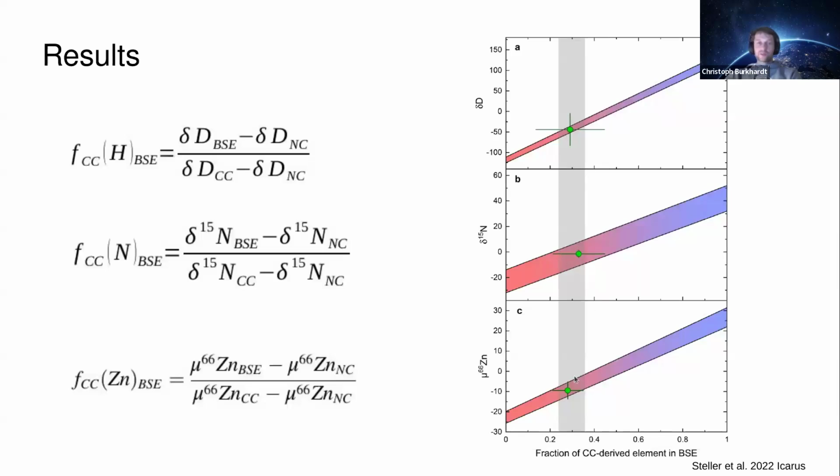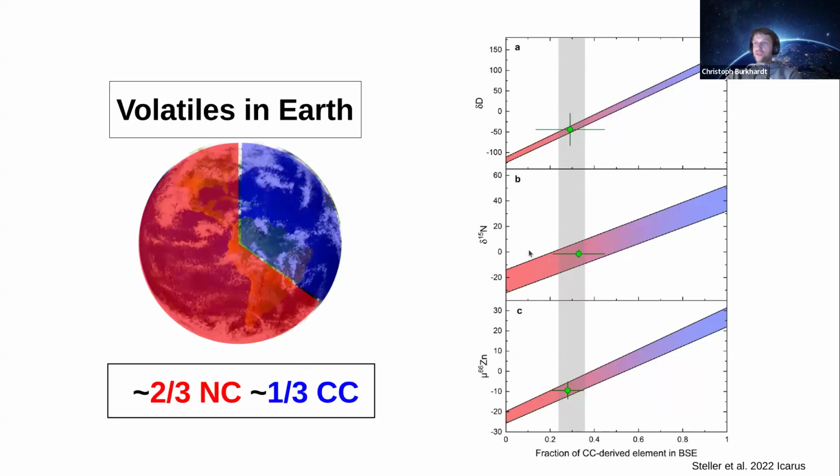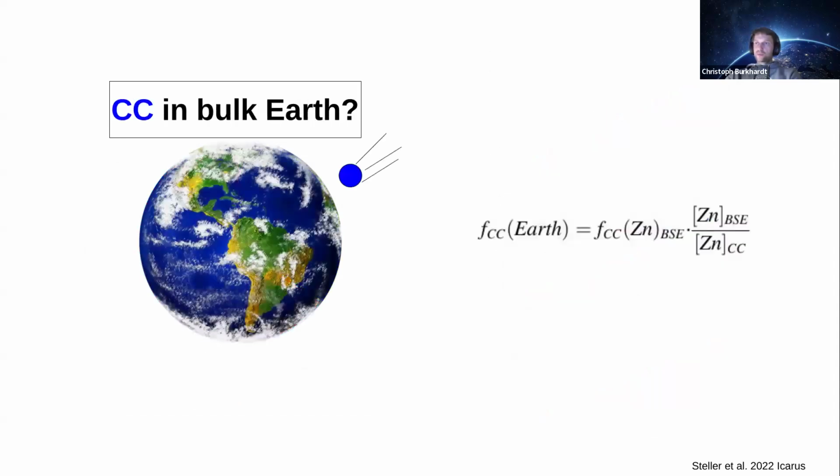Error bars are large, and this could be a coincidence, but nevertheless, if it's true and zinc, already being on the volatile plateau, can be taken as a proxy also for more volatile elements, then this would indicate that generally the volatiles in Earth are about 2/3 from the NC reservoir and about 1/3 from the CC reservoir. Now, how much CC material does this correspond to?